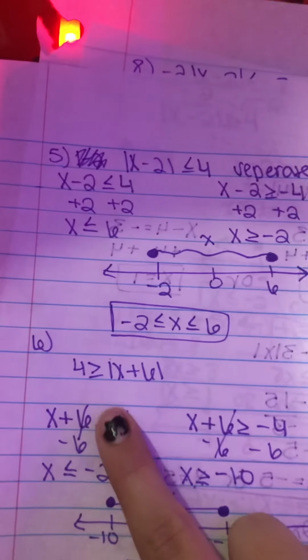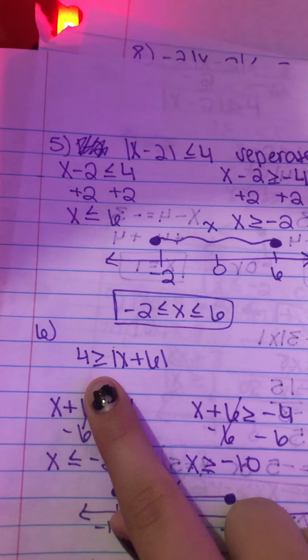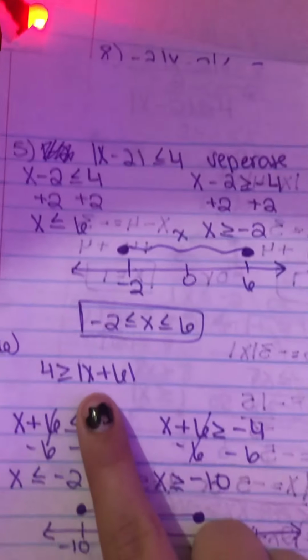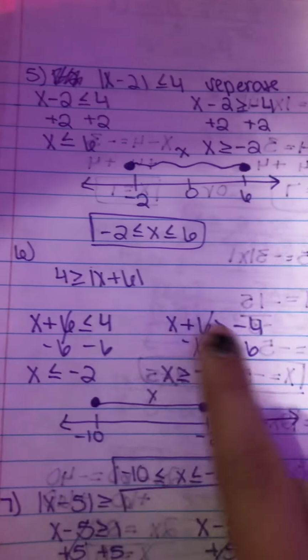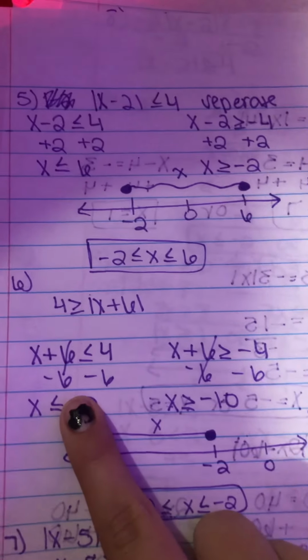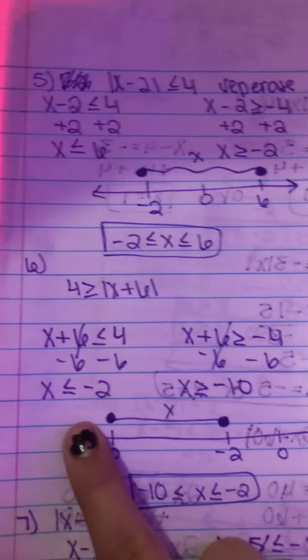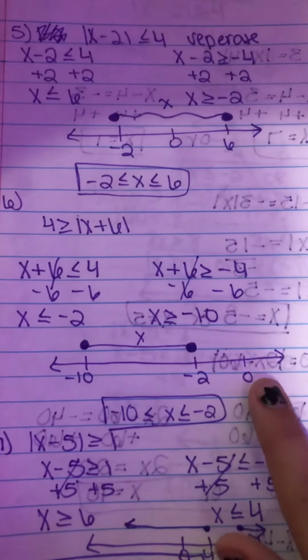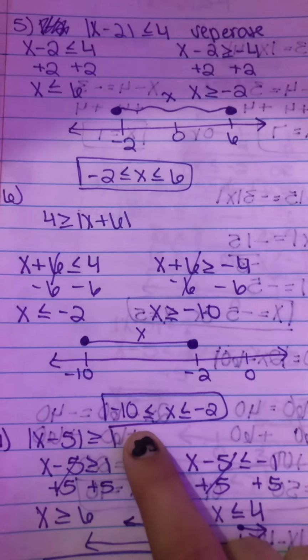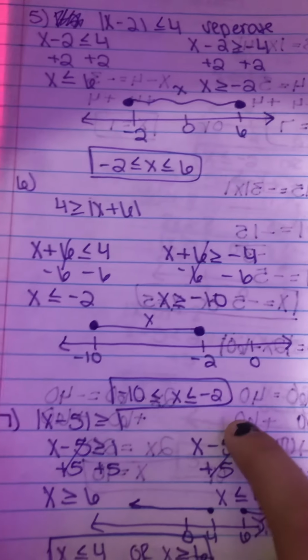And then for 6, I had 4 is greater than or equal to absolute value of x plus 6. So I separated them into 2. Obviously negative, not negative, flip a sign. I subtracted 6 from both sides. I got -2 on this one, and then I got -10 on this one, and then I graphed it. I got -10 is less than or equal to x, which is less than or equal to -2.